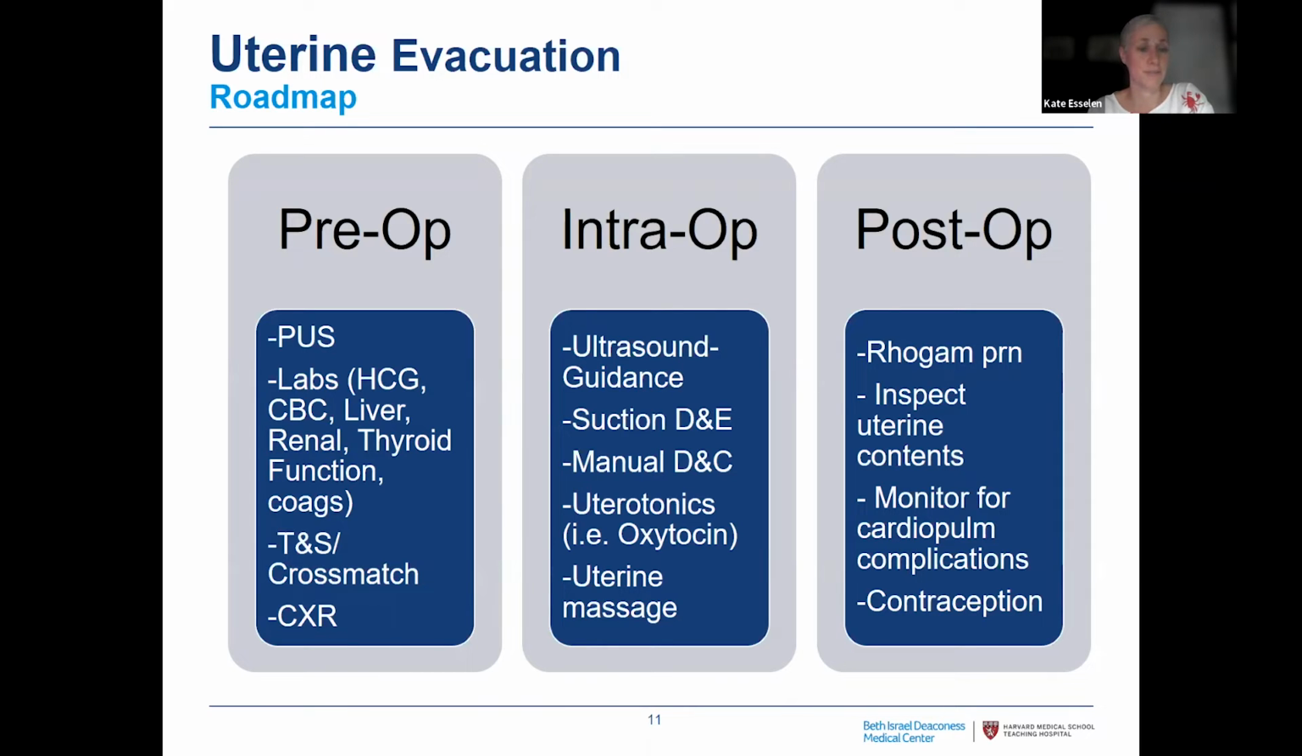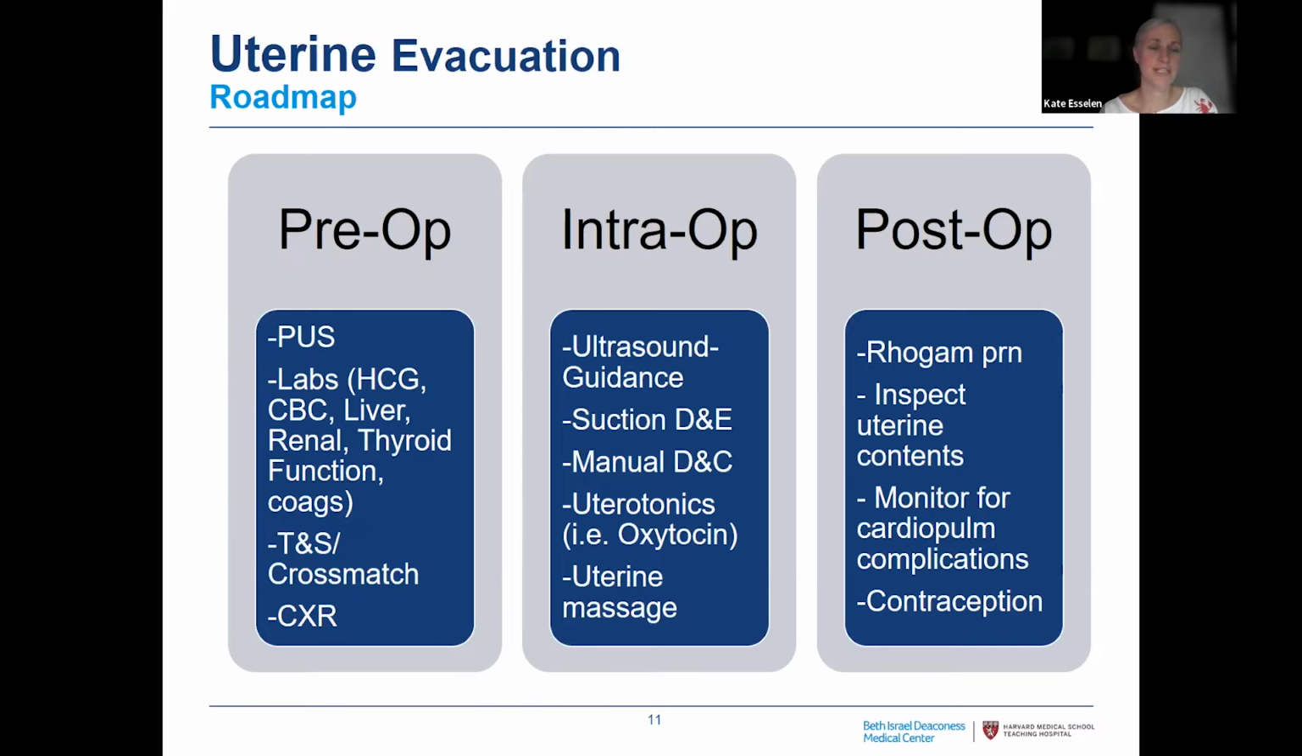And if it's an advanced molar pregnancy, a pretty clear diagnosis from the ultrasound, you should be doing all these things. So you have your pelvic ultrasound. You want to get a more comprehensive set of labs than you might get for a routine missed AB. You want your HCG preoperatively, so you know where you were starting before you evacuated the uterus. You want to get a CBC, liver, renal, and thyroid functions.